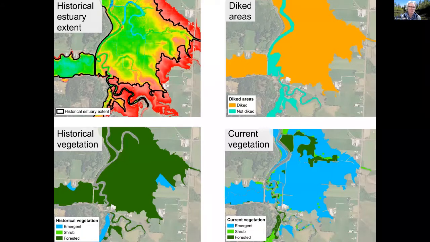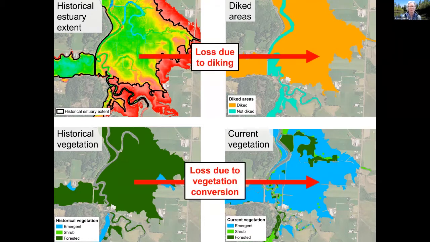So here in the upper left, you can see historical estuary extent. That's that black line. Upper right, you can see the orange diked areas. Lower left, you see historical vegetation, which was mostly green, which was forested. Lower right, you see current vegetation, and within this estuary area, most of it's emergent now, not forested. So this illustrates 2 different types of wetland loss, one being loss due to diking and one being a loss due to vegetation conversion, where forested tidal wetland is no longer a forested tidal wetland because it's not forested.